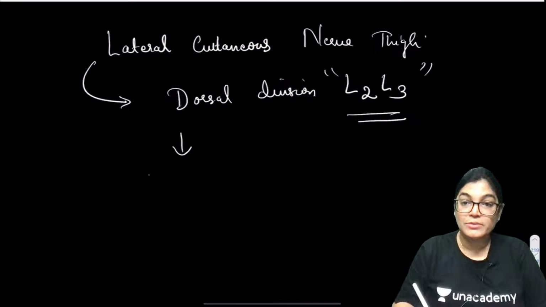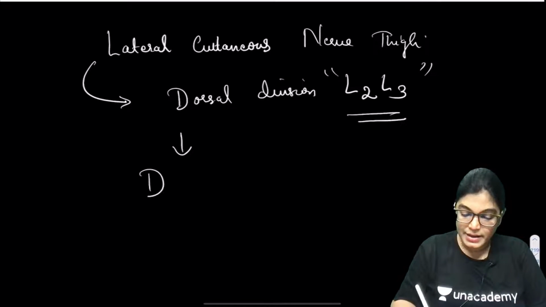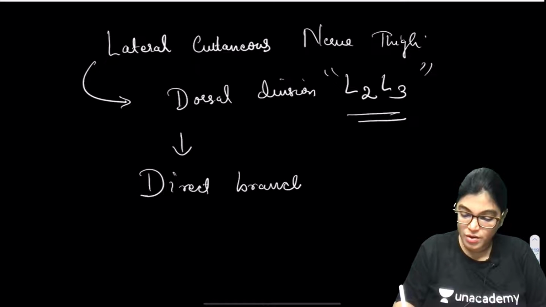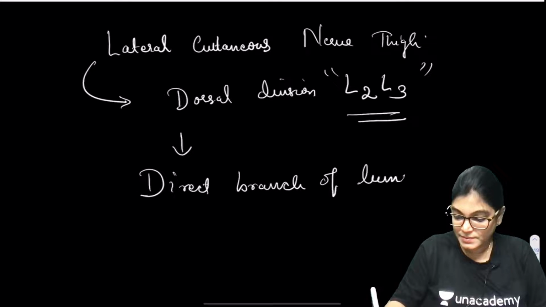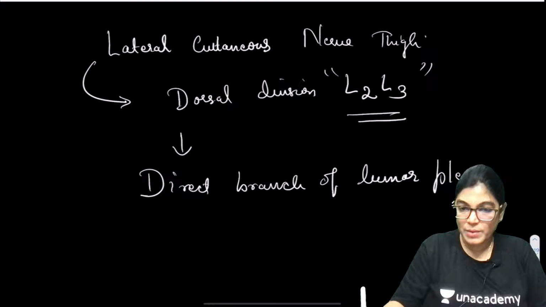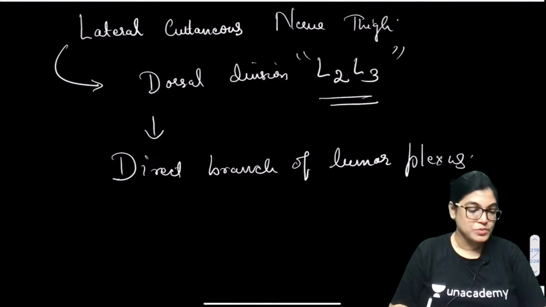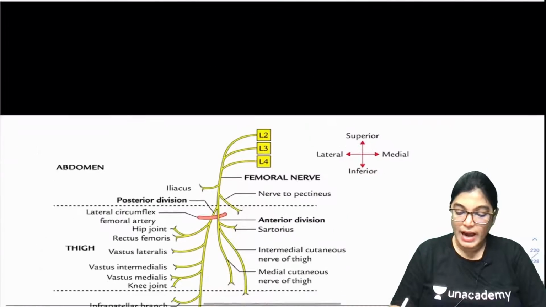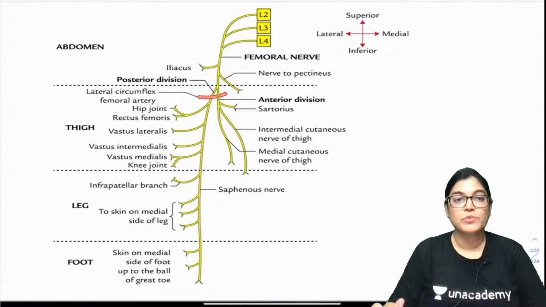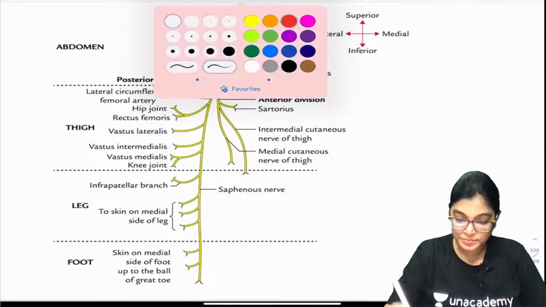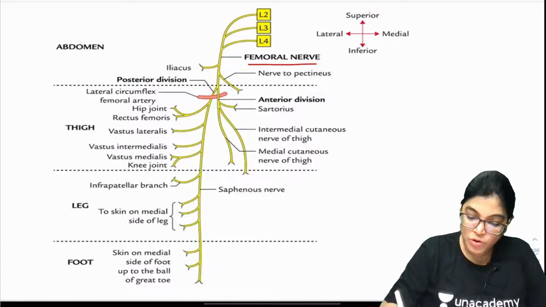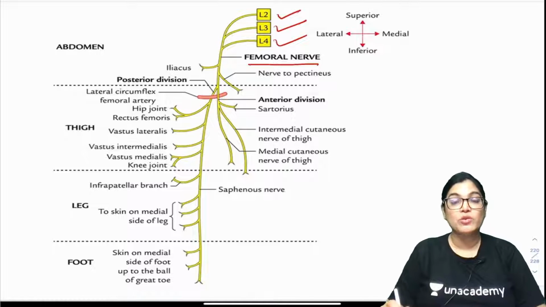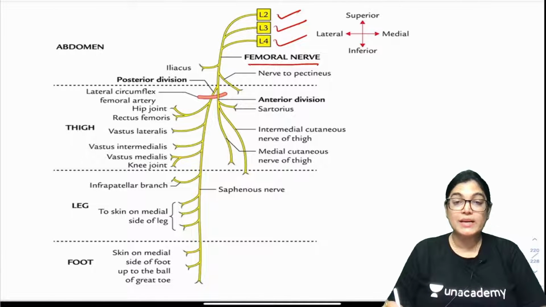And it's a direct branch of the lumbar plexus. Absolutely right, Srija. And if you want to see the branches of the femoral nerve, see this flow chart. So yes, femoral nerve root value L2, L3 and L4. Again the femoral nerve is from the dorsal division ventral rami.